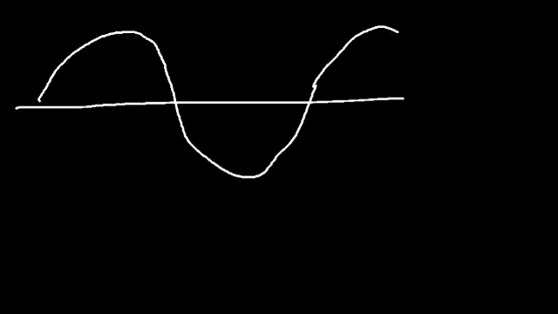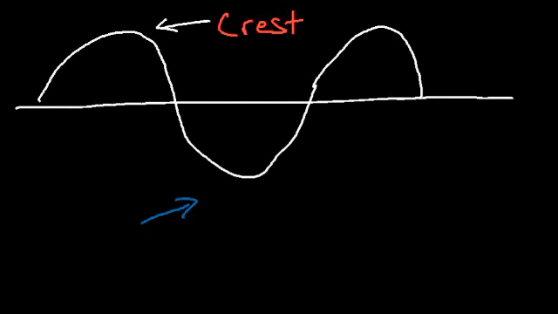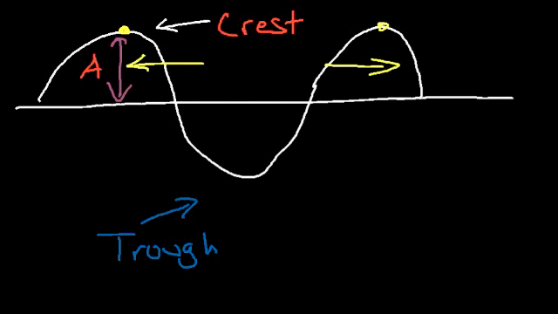Now let's talk about the transverse wave. Which looks like a sine wave. The peak is known as the crest, and the lowest point of the wave is called the trough. The distance between the center and the peak is known as the amplitude. And the distance between successive peaks, let's say from here to here, that is known as the wavelength. That's how long the wave is.